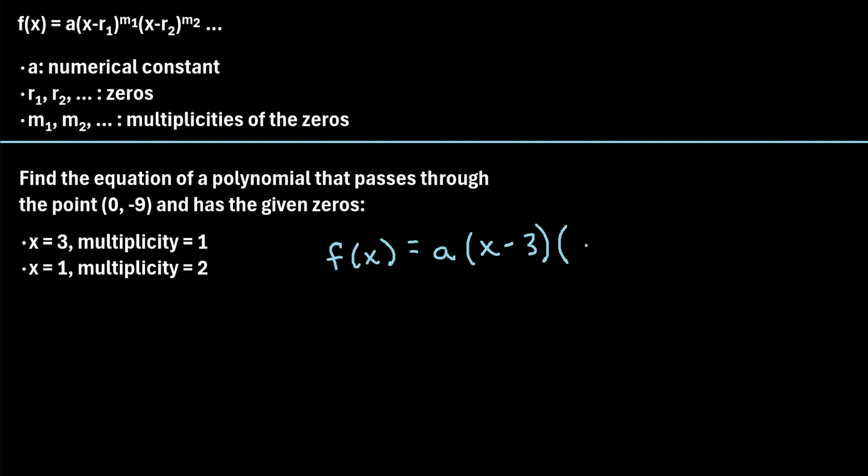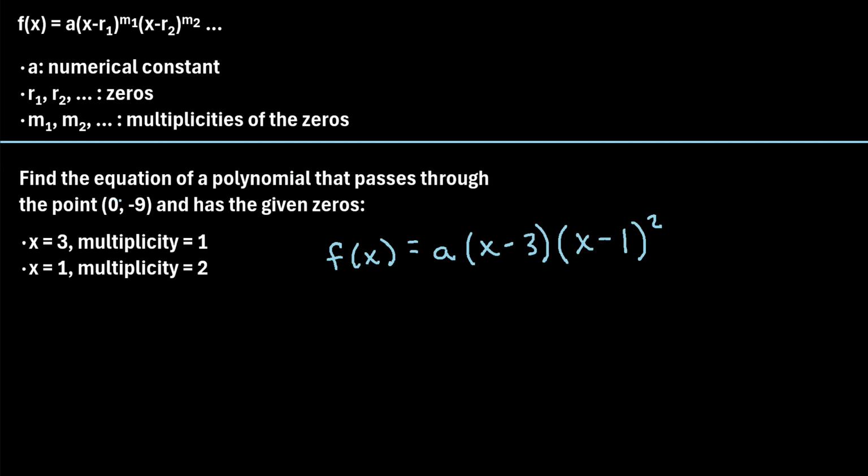And then that's multiplied by x minus the next zero, so r2. We're told that x equals 1 is another zero, so we'll write x minus 1, and then we'll raise that to its multiplicity, which is 2. So the last step is we just need to figure out what this a right here is. To figure out this a, we're going to use this extra information we're given. It says the polynomial passes through the point (0, negative 9).